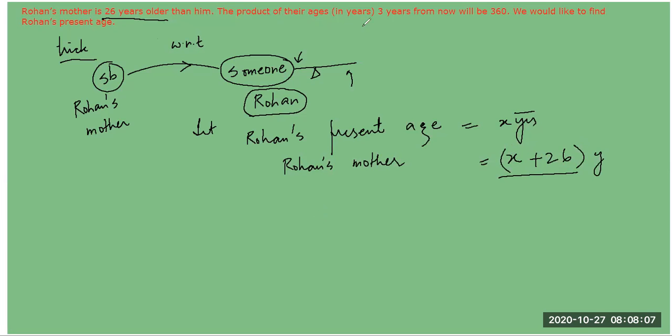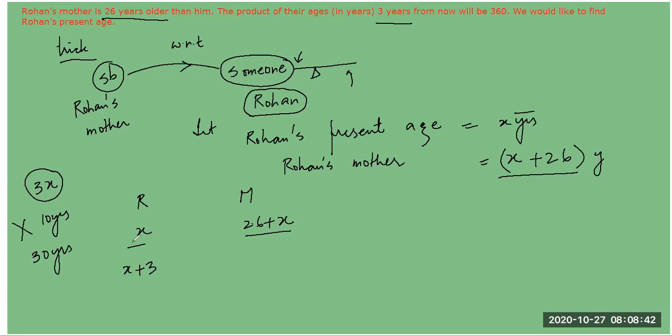He says product of their age 3 years from now. At present, what is Rohan's age and what is mother's age? Rohan's age is X. Mother's age is 26 plus X, right? Now he says after 3 years, product of their age. What will be the Rohan's age after 3 years? X plus 3. Now, students, some students can do 3x also by mistake. Imagine if the Rohan's age is 10 years. After 3 years, obviously, Rohan will not be 30 years.